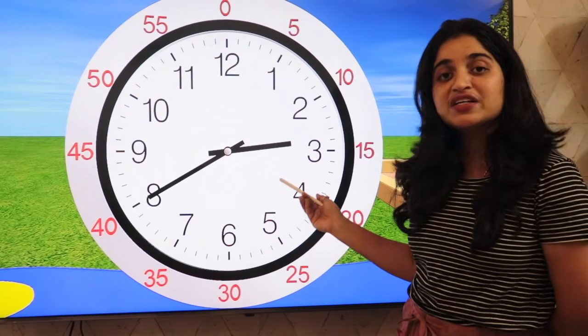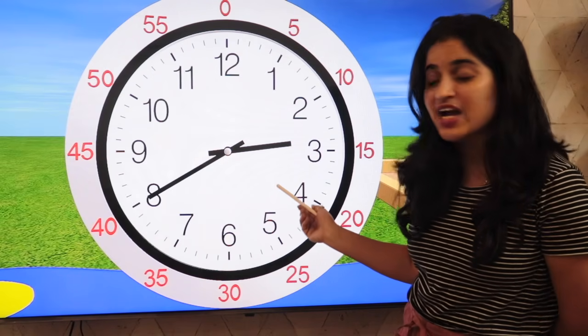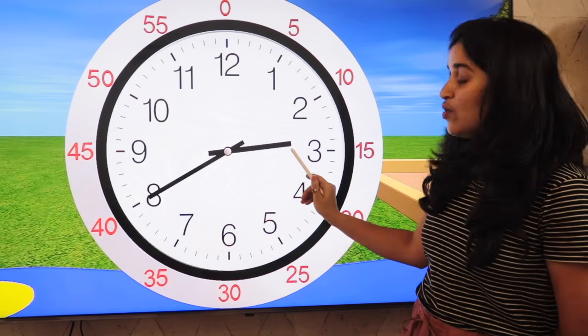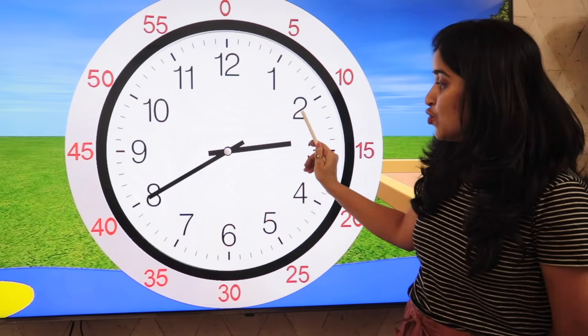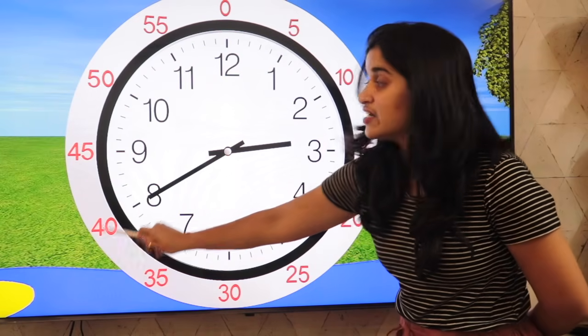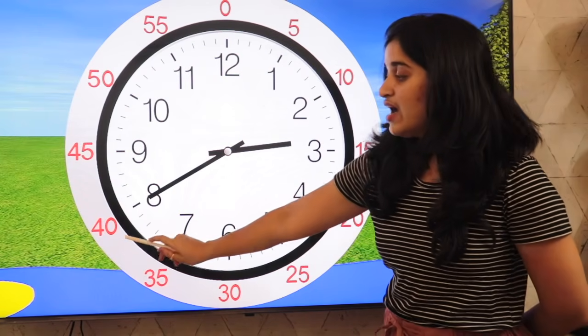Let's look on to the next example. Can you tell me the time now children? Try and tell me the time now. It's in between the number 2 and 3. So the hour is 2. And the minutes hand is pointing to number 40. So it's 2 hours and 40 minutes. You have to say 2 hours 40 minutes.